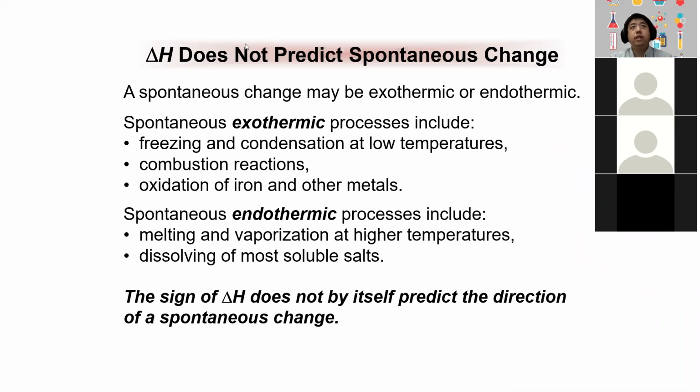Okay, so with that said, delta H, when it is positive, it is endothermic, negative, it is exothermic. Usually this refers to a system that we're looking at, but sometimes it could refer to the surrounding. For both of these scenarios, both of them can be spontaneous. You can have a spontaneous exothermic reaction or a spontaneous endothermic reaction.